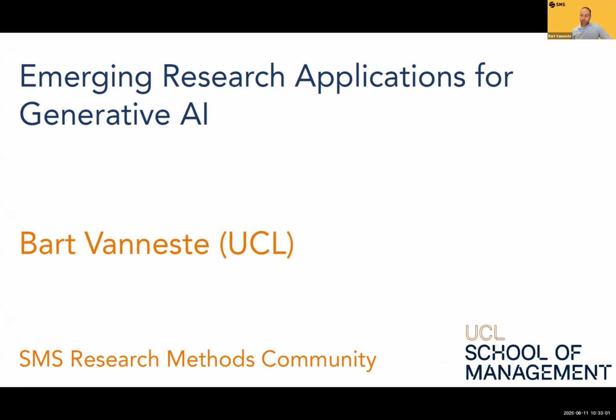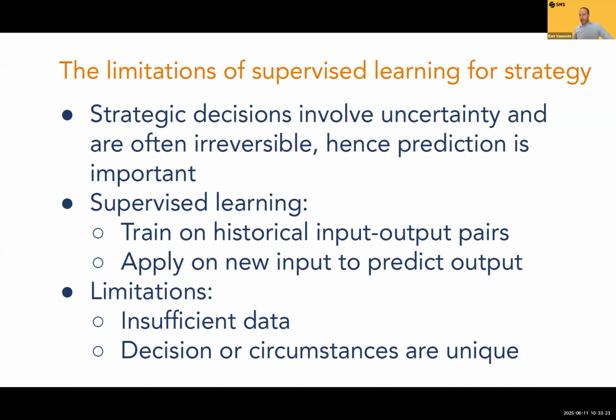And for those studies, I try to really emphasize the methods because of the purpose of the webinar. But before we do, I just want to build on the discussion that Stephen started on the difference between machine learning, supervised learning, and predictive analytics on the one hand, and generative AI on the other. In strategy, let's say we're interested in understanding better strategic decisions, how they come about, and what their consequences are. Typically, these decisions are characterized by their importance, and they involve uncertainty and are often irreversible. So at some point, managers have to commit based on some prediction of how they think their actions will play out. So prediction is very important.